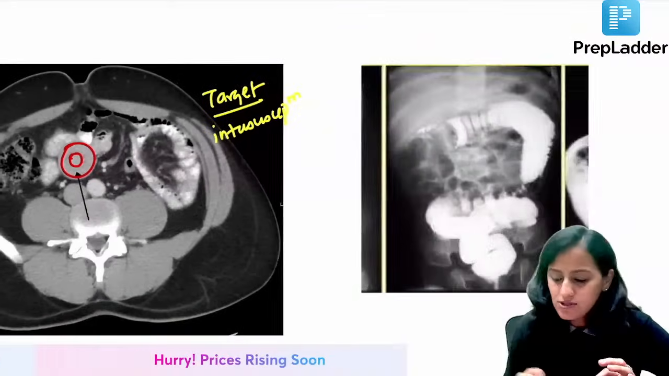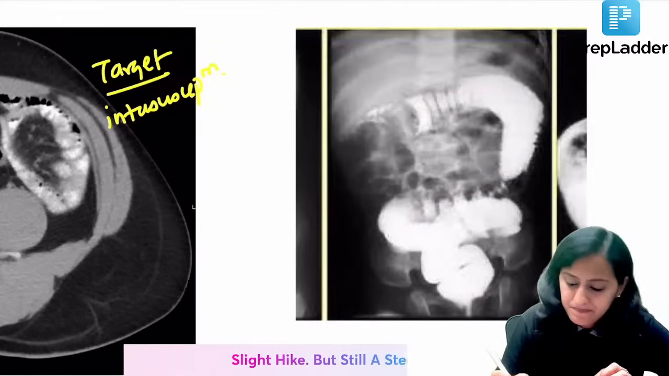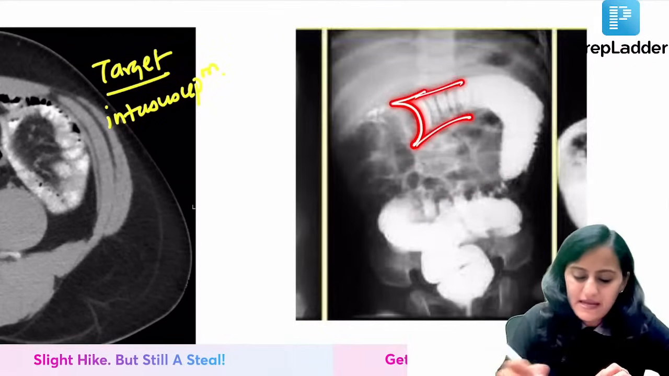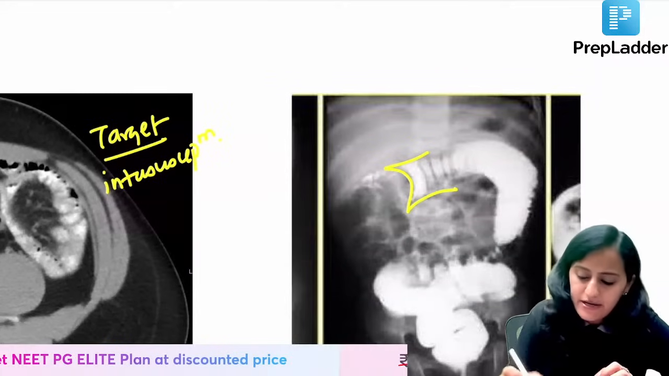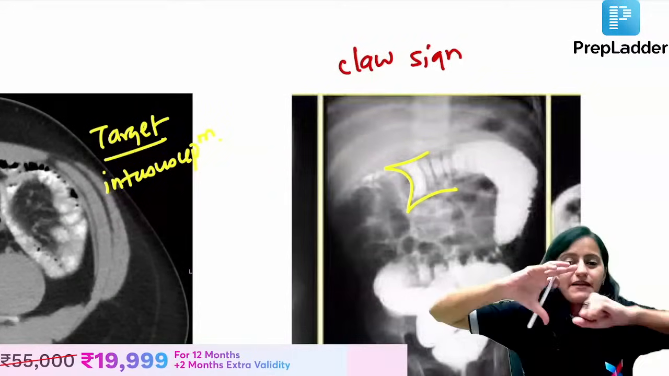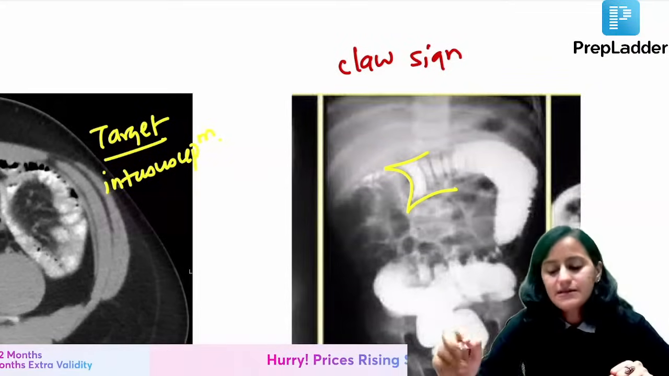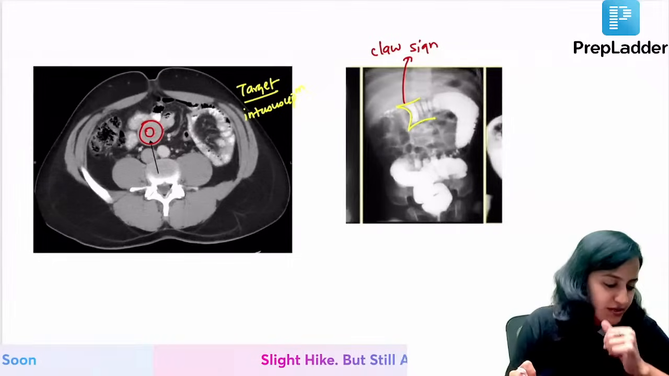Inner bowel, outer bowel. What is this barium enema finding in intussusception that you are seeing? This is called the claw sign. Okay, so the barium goes up and forms a claw around the intussusceptum. That is the claw sign of intussusception, important. Okay, very good.